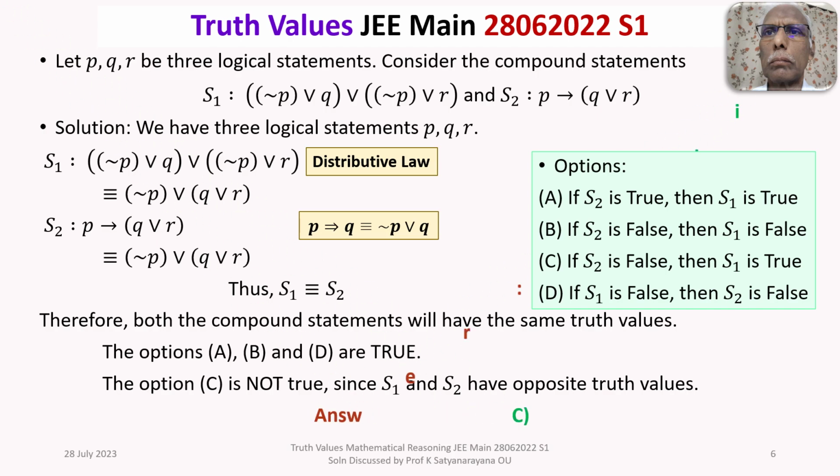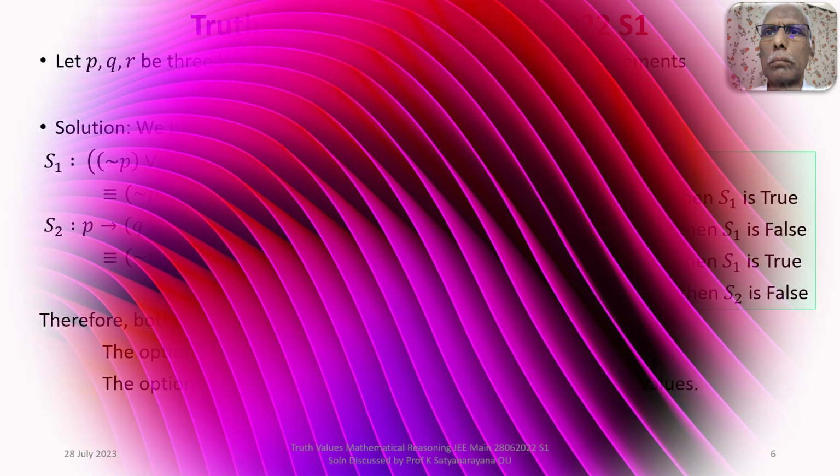That is the detailed discussion of the solution of the problem from the section Mathematical Reasoning on the truth values of two given compound statements.